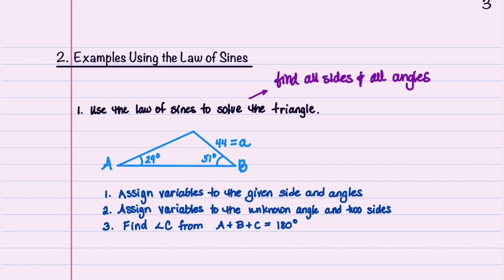Next, we'll assign variables to the unknown angle and 2 sides. At the top, we're going to have angle C. Opposite angle C, we have side C, and then opposite angle B, we have side B.